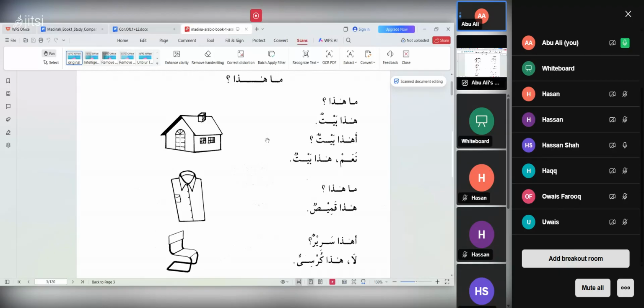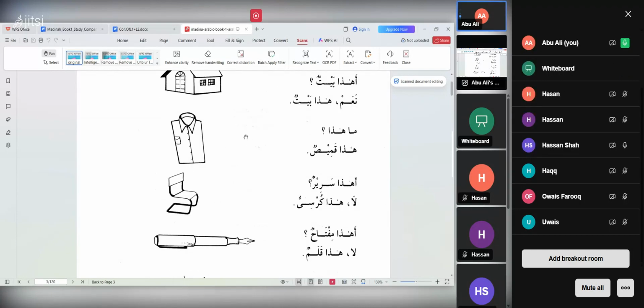Can you redo this sentence with Zaydun instead of Baytun? So it would be من هذا. هذا زيد. نعم هذا زيد. MashaAllah, brother.